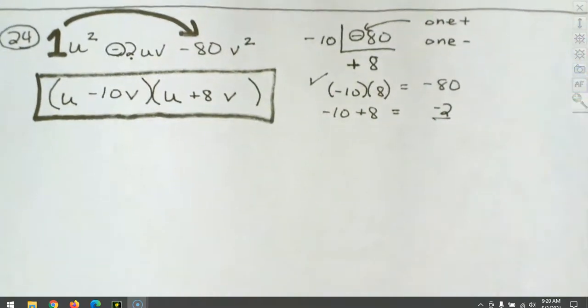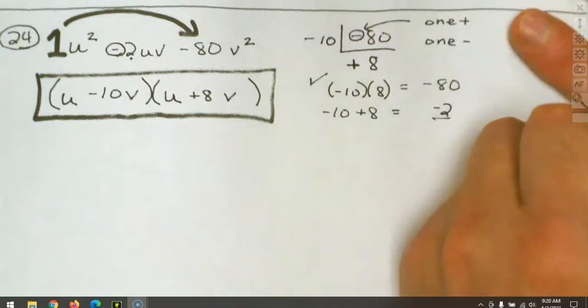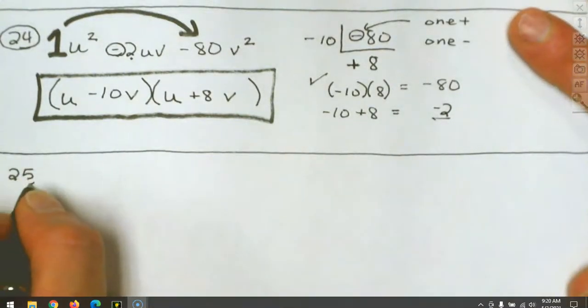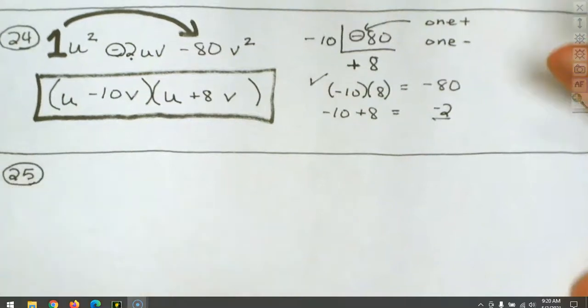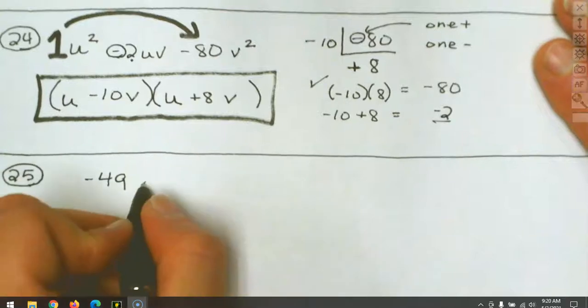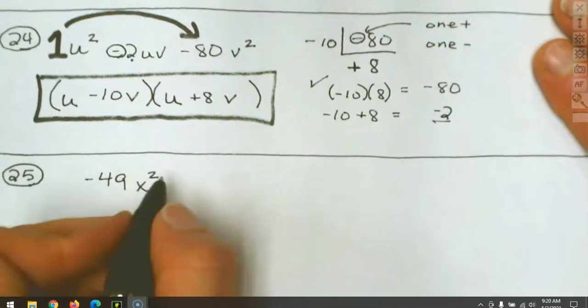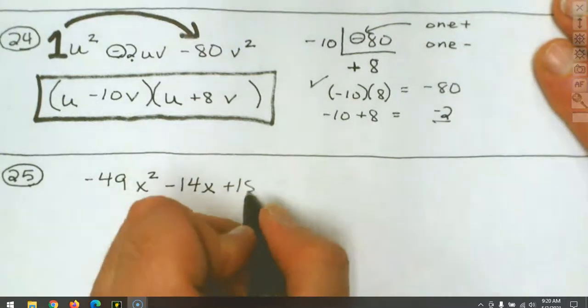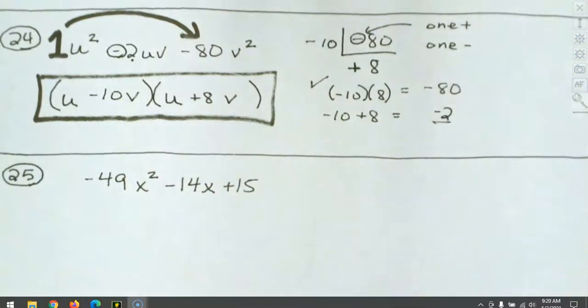One more, then we'll take a short break, and we'll come back, and we'll look at question 10. So question 25 is going to be our last one before we take a break. And let's look now at question 25. This one is going to make us do factor by grouping again.